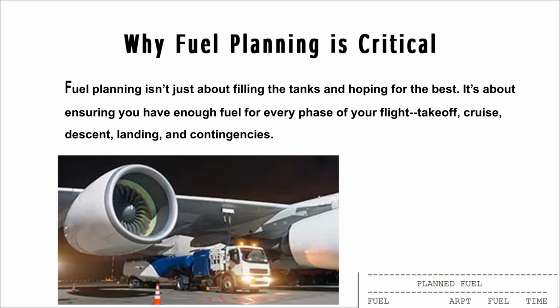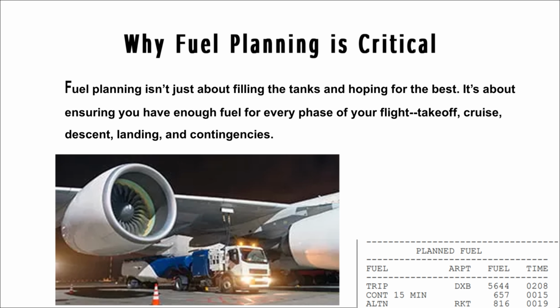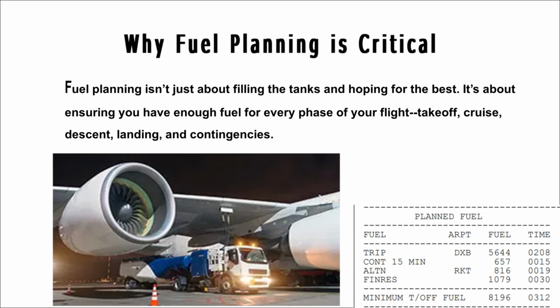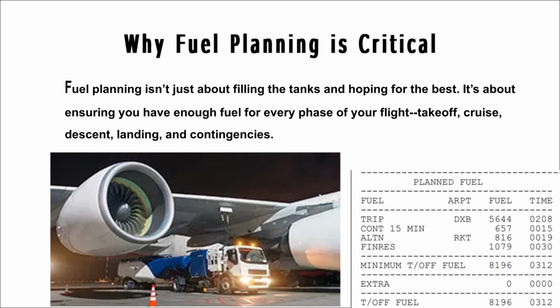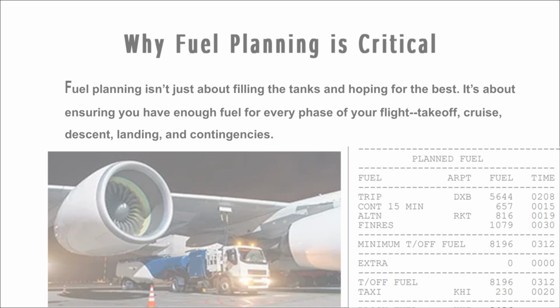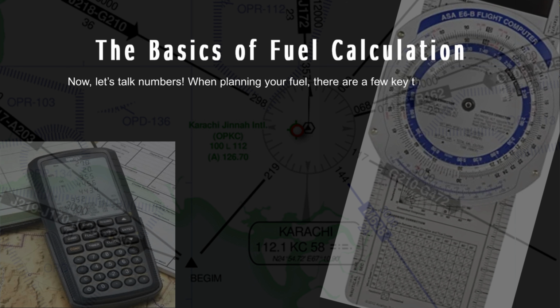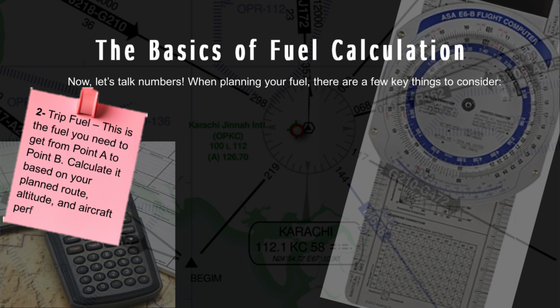1. Taxi fuel. Fuel required for taxiing from the parking gate to the runway. Includes fuel consumed during ground operations, such as engine start and delays on the ground. 2. Trip fuel. Fuel needed for the aircraft to travel from departure to destination, including climb, cruise, and descent. Calculated based on distance, expected winds, temperature, altitude, and aircraft performance.